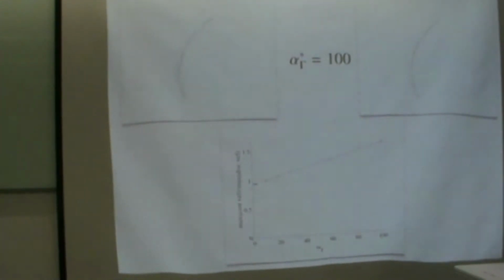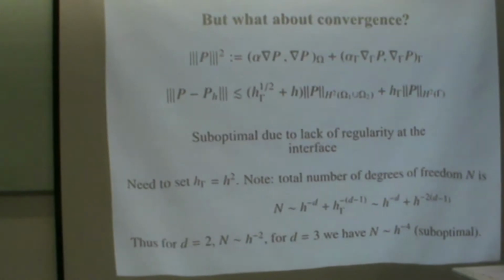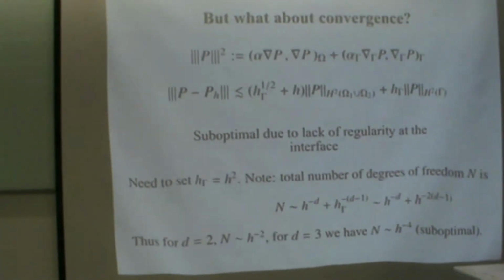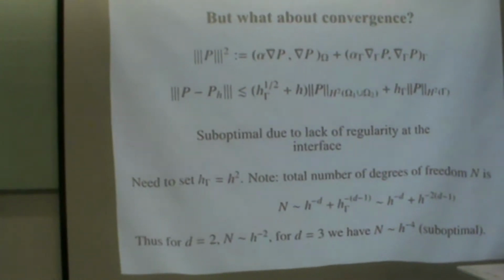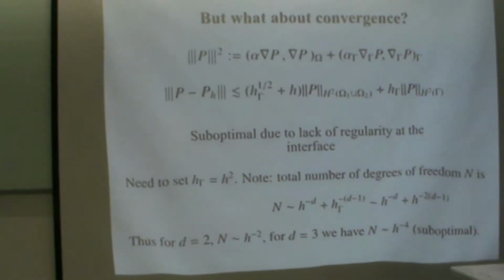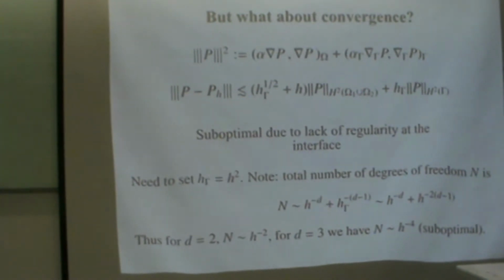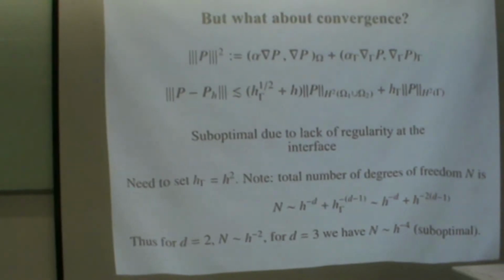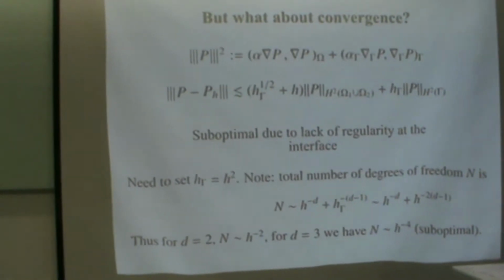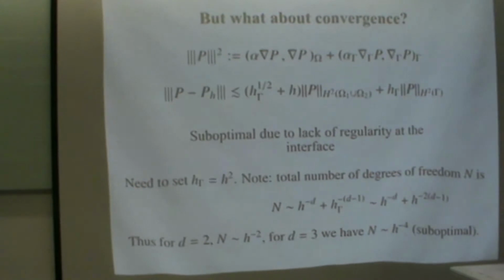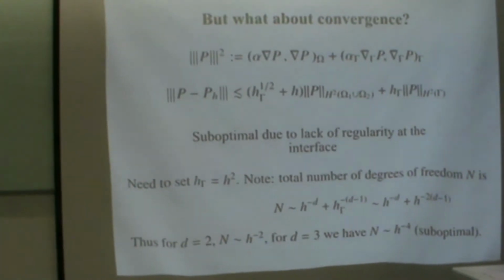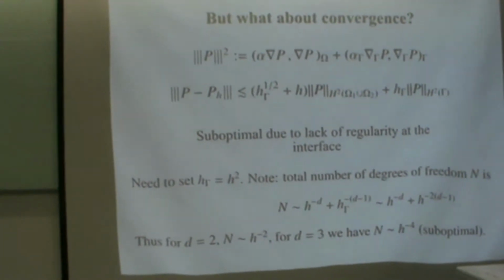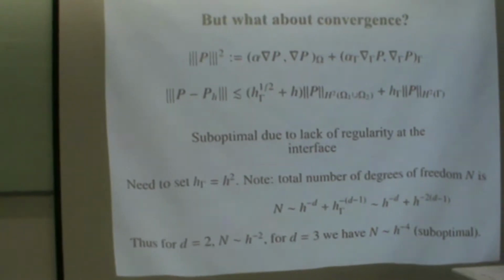And the thing is, now you ask about convergence, of course. Well, because we are not fitted here, we lose something. We lose half the power of H gamma here. So this is unavoidable, and this is well known for the case where you have different porosities on each side of the interface. So this is not unknown, of course.